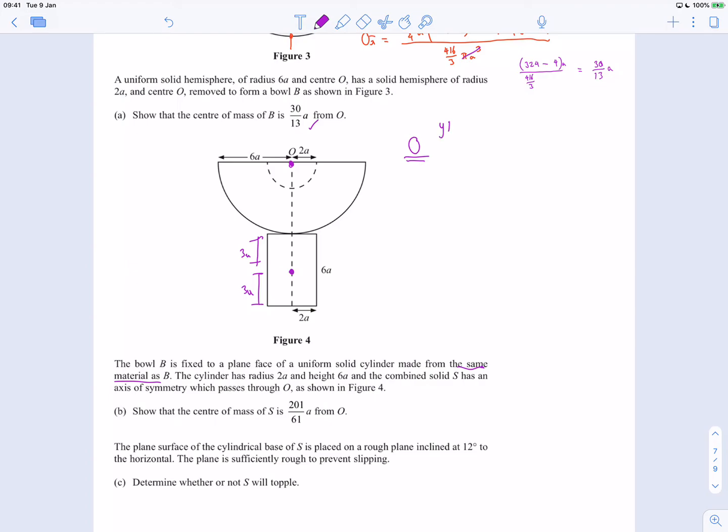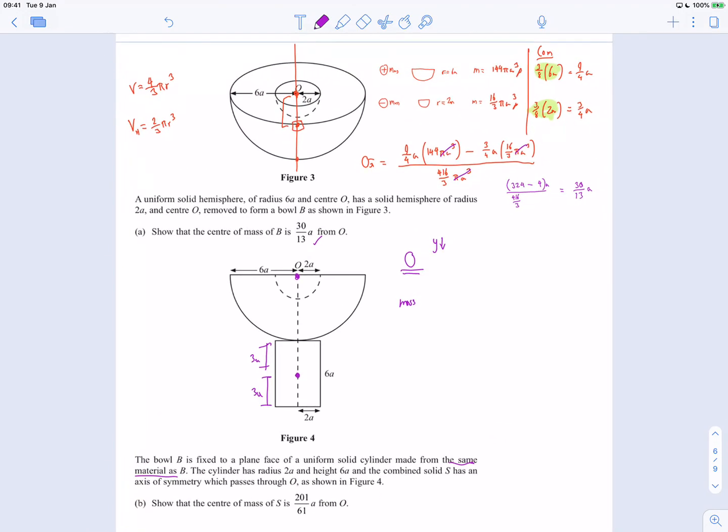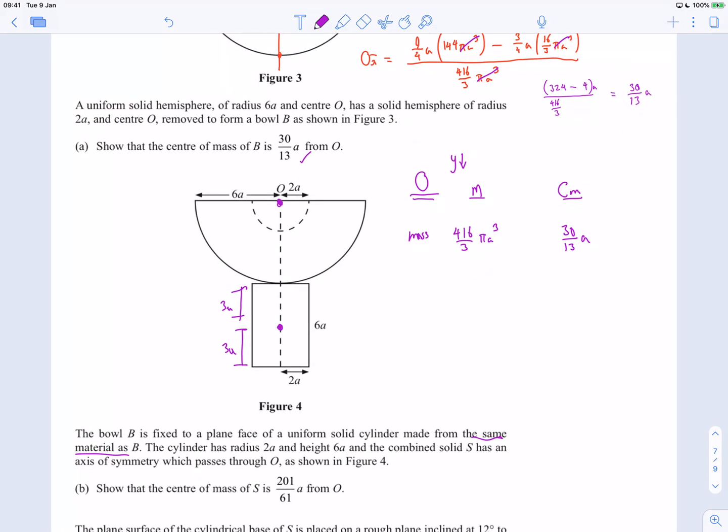From O's perspective, if y is going downwards, then the mass of the bowl itself is going to be 416 over 3 pi a cubed. So this is the mass. And the centre of mass, well, we just said from O was what? 30 over 13a. Now, this was the bowl. Now, if I want to take the cylinder, what is its mass?